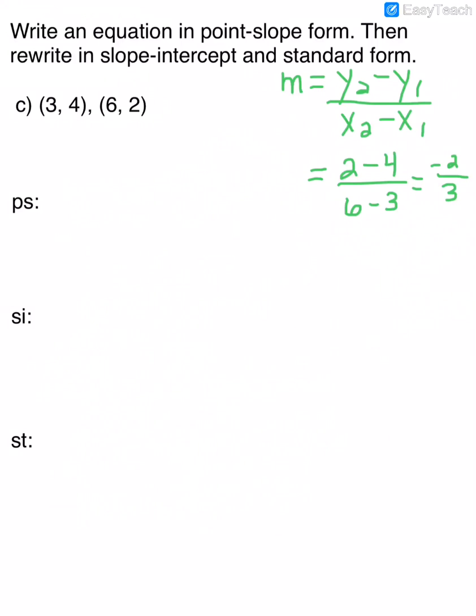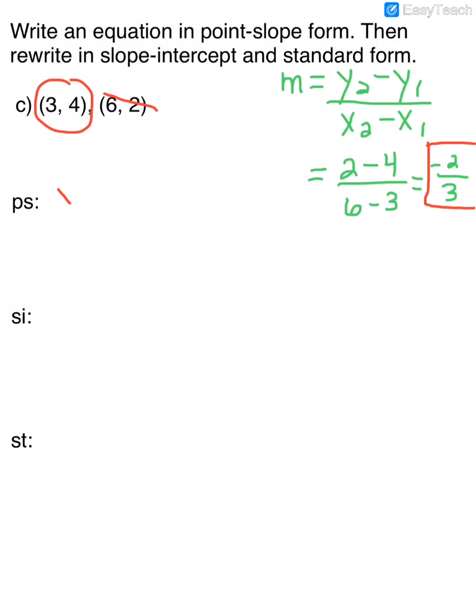I am going to use the first point. It doesn't matter, but that's what I'm going to use. Okay, so I'm going to use this point. So that means we don't need that second point anymore. All right, so I'm using the point (3, 4) and the slope -2/3 to put it in point-slope form.